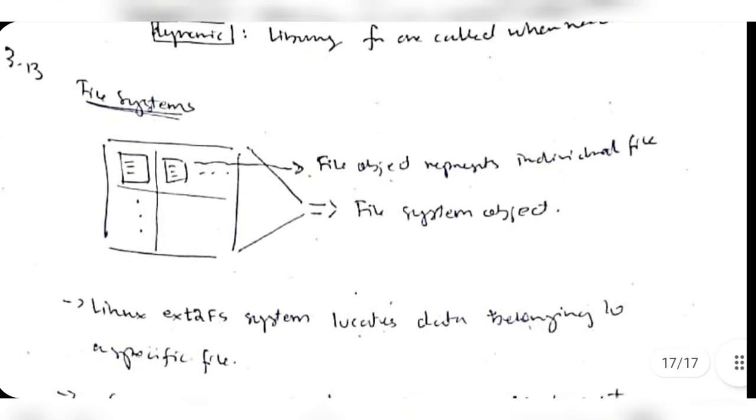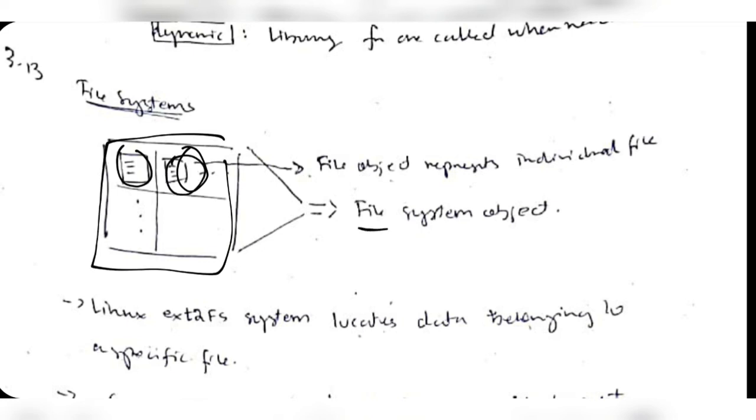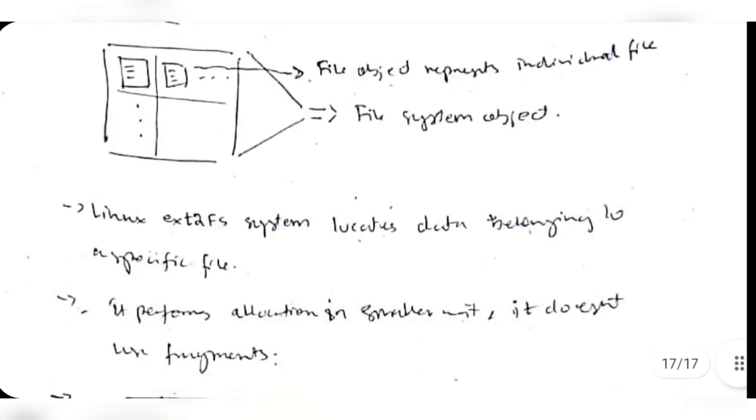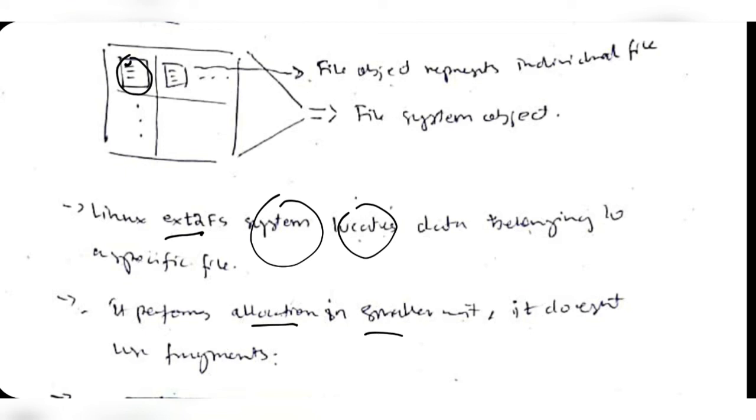The next one is the file systems. In file systems, the files are organized in a single memory space. The individual files are known as file objects, and the whole system is known as the file system object. So in Linux, the ex2fs file system is used, which locates the particular data belonging to a file. So it performs the allocation in smaller unit, and it does not use fragments.